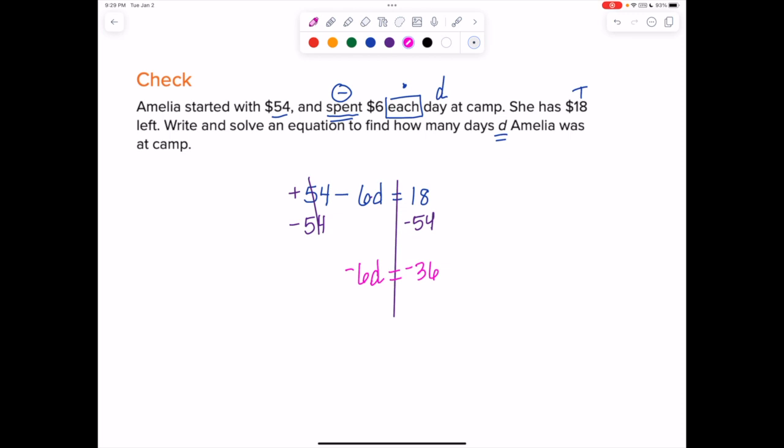Okay, all right, now let's get rid of this negative 6 times d. Do the opposite: divide by negative 6, divide by negative 6. This cancels out, and we're left with d equals 6 times 6 is 36, and a negative divided by a negative is a positive. So how many days? 6 days. And there we go.